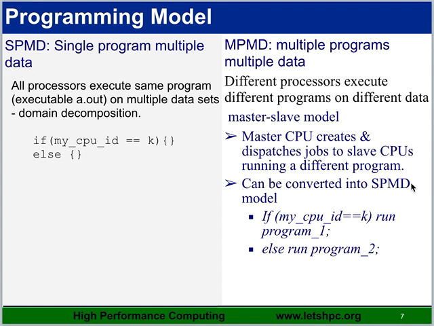This can also be converted into a single program multiple data model. So we can write it like this: if the CPU ID is 1, run program 1; if the CPU ID is 2, run program 2. Basically, in this lecture, we'll be focusing more on the single program multiple data models.